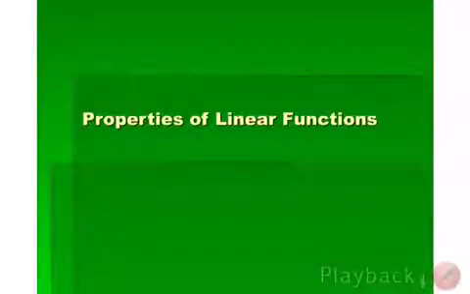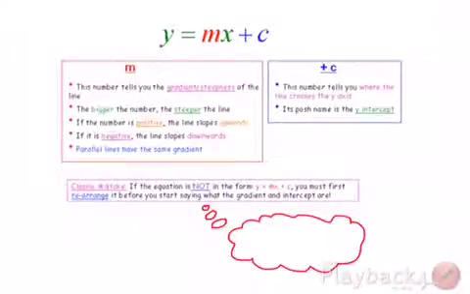Hi guys, just a quick note on properties of linear functions. The first thing we're going to look at is the general equation of a line. So y is equal to mx plus c, where m tells you the slope. The bigger the number, the steeper the line. If the number is positive, it slopes upwards. If it's negative, it slopes downwards.